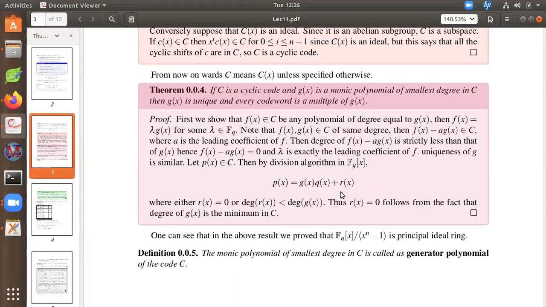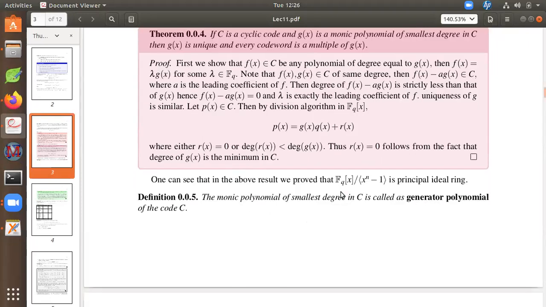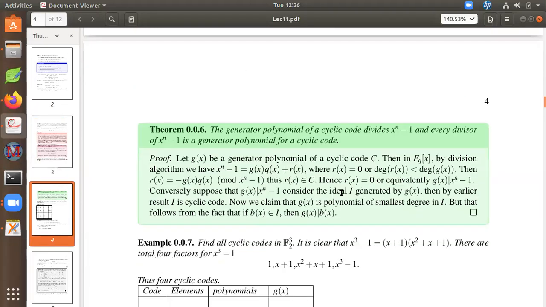After this, I defined that the monic polynomial of smallest degree is called the generator polynomial for the code C. And one more thing: the claim which I made is that the generator polynomial of a cyclic code divides x^n minus 1, and every divisor of x^n minus 1 is a generator polynomial for a cyclic code. So this is the beauty.